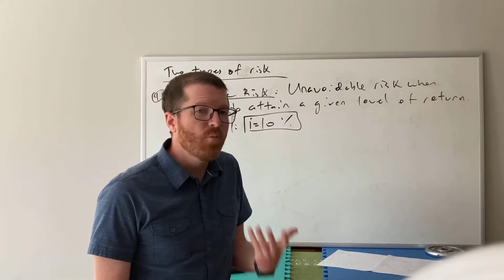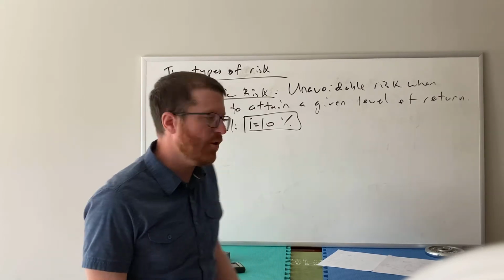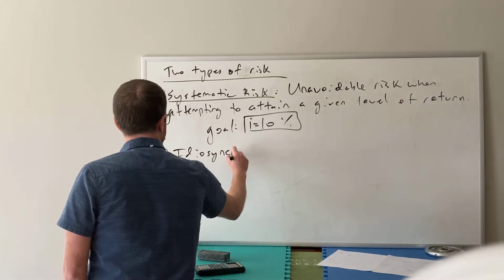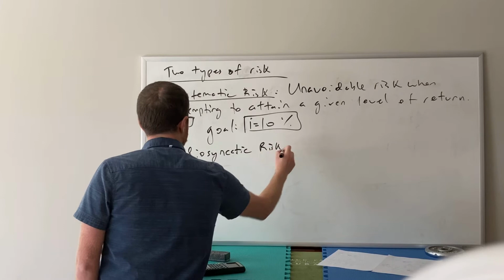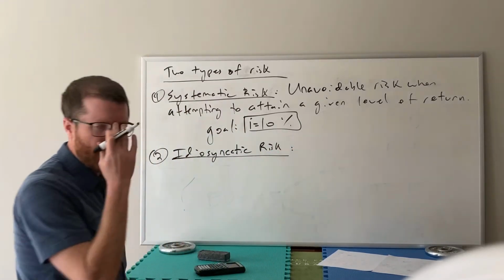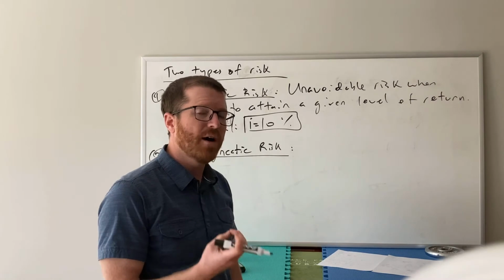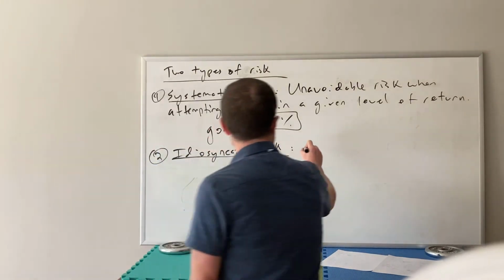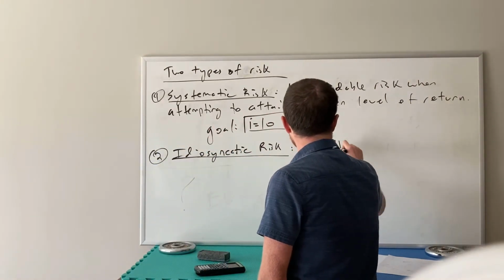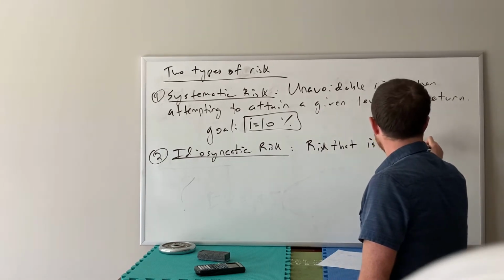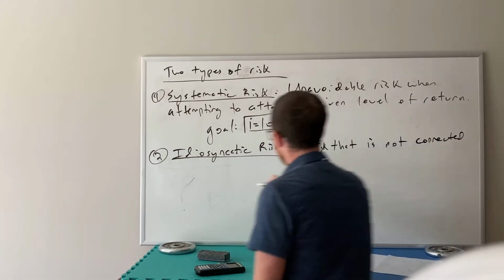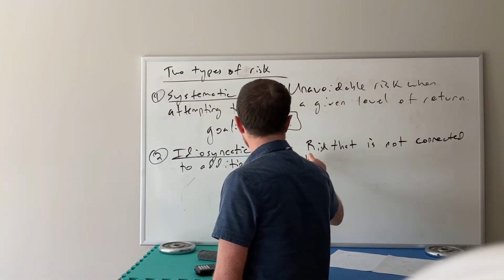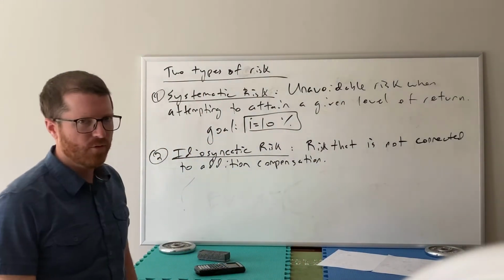If I take on even more risk, if I take on unnecessary risk, that also has a name, and that is called idiosyncratic risk. So this is risk that is above and beyond what is required to receive a certain level of return, okay? In other words, this is risk that is not connected to additional compensation. This is risk you don't get compensated for, okay?